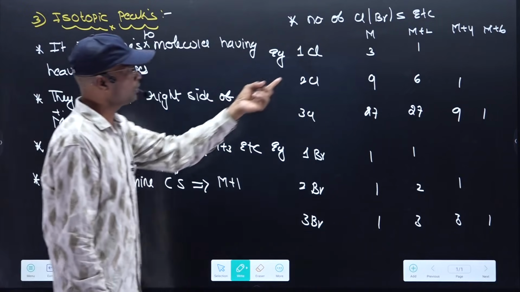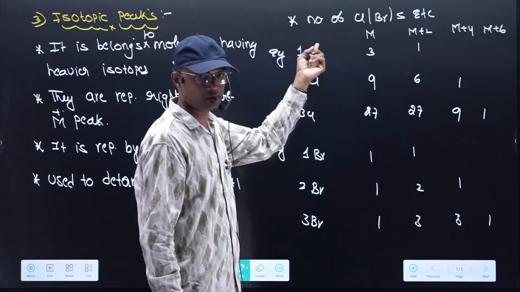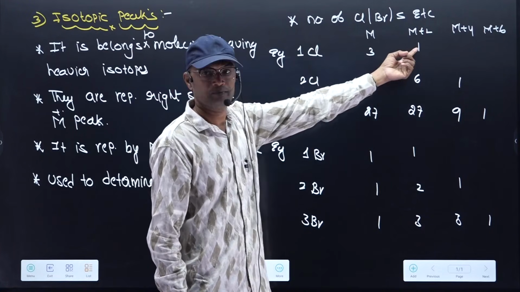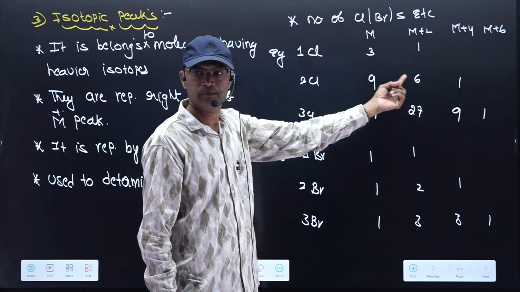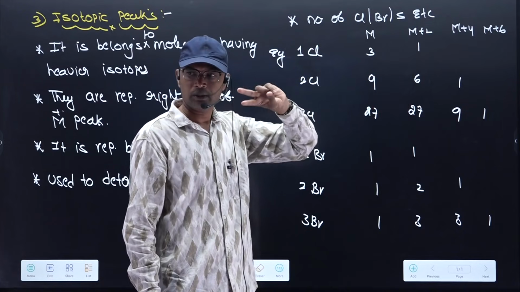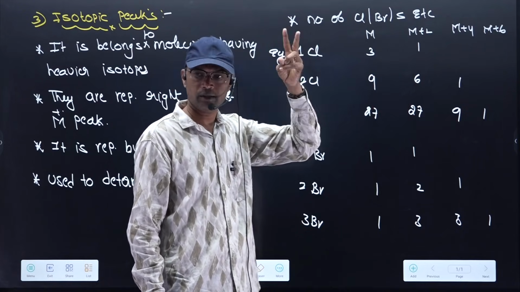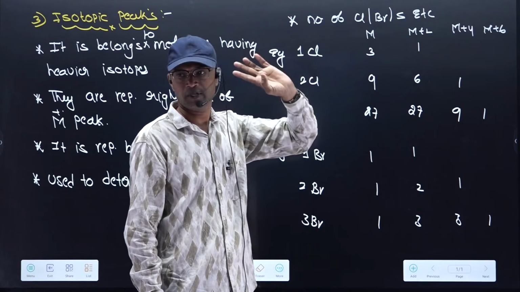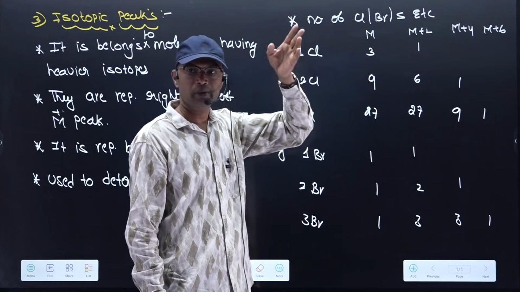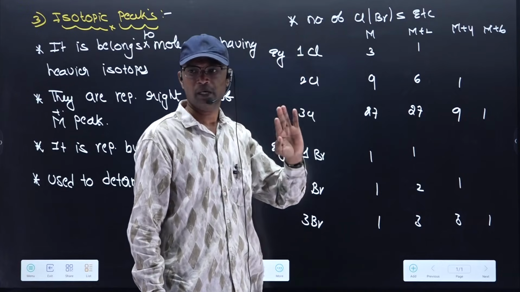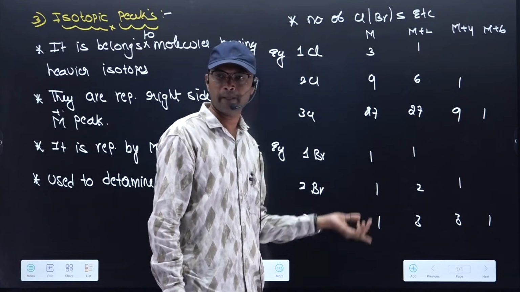See, chlorine is represented by 37 and 35, this is 37. Here 2 chlorines are there. 2 chlorines: 35, 35, both lighter; 35, 37, 1 lighter and 1 heavier; 37, 37, both heavier. How many such heavier isotopes are present and what is their nature can be explained by the isotopic peak.